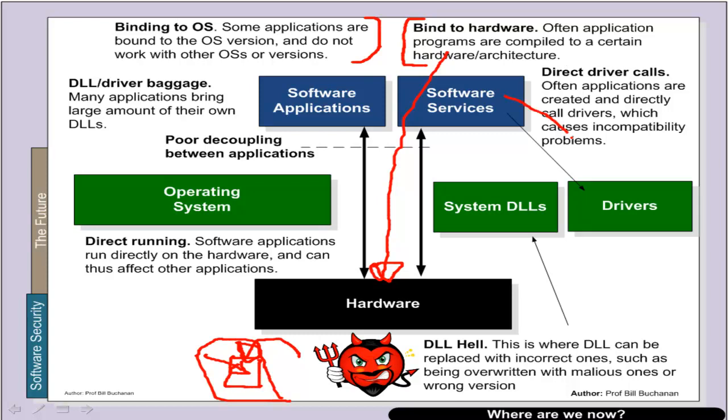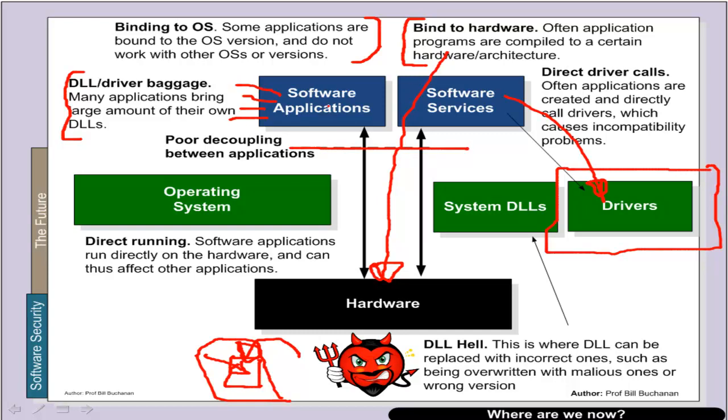Applications themselves have also made direct calls to drivers which can affect the operation of the system. If possible, the operating system should handle all driver access. There's also been a great deal of DLL and driver baggage, where new applications install other drivers and other DLLs into the system. Along with this, there's been poor decoupling between applications, and often in the past one application can affect the operation of another. Software applications typically run directly on the hardware and thus could affect other running processes at any given time.